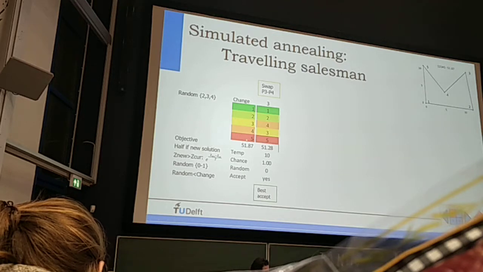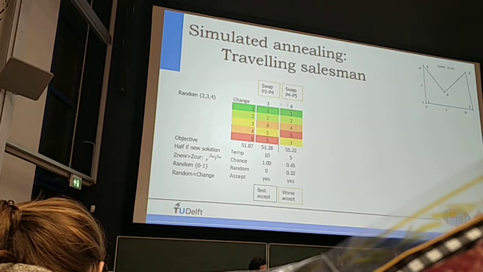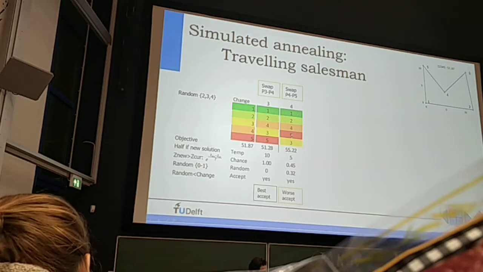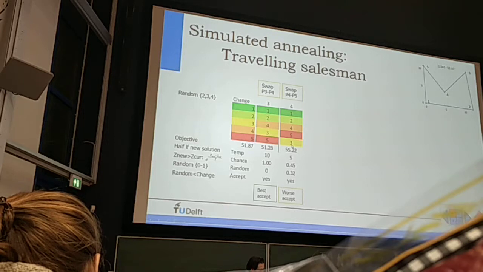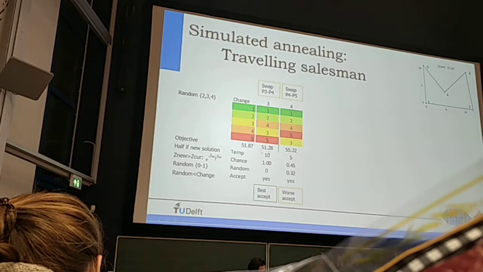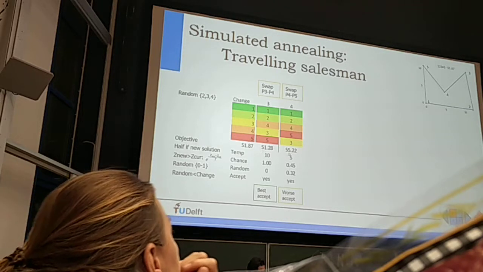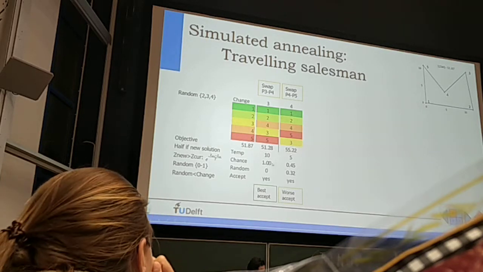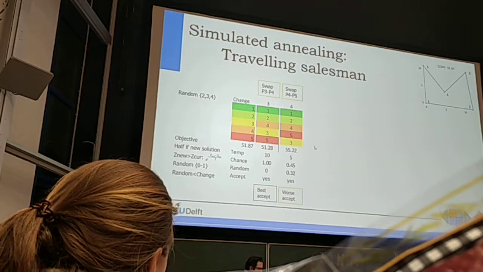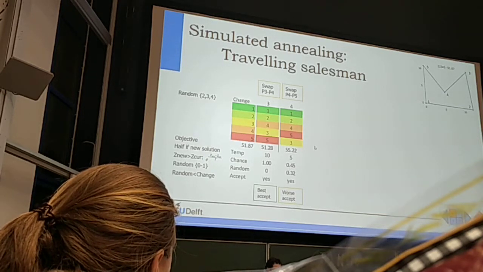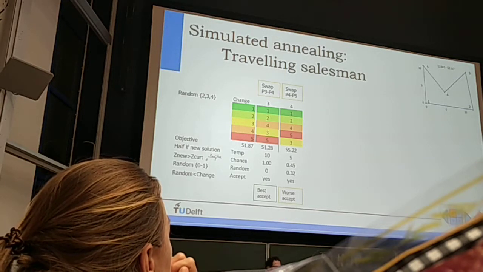Now, what we do is, again, we pick a random number. In this case, we pick 4. So 4 is the one we're going to change with its successor. So 1, 2, 4, 5, 3. Now, it's actually a worse solution than what we already had. The difference is about 4. The temperature is 5. So we have 4 divided by 5. So e to the power of minus 4 divided by 5 is 0.45. So we have a 45% chance it will be accepted.